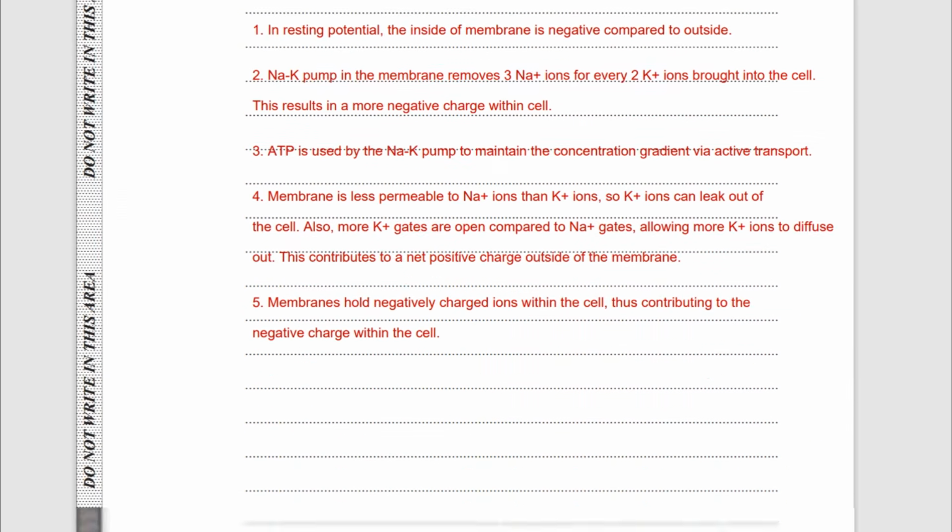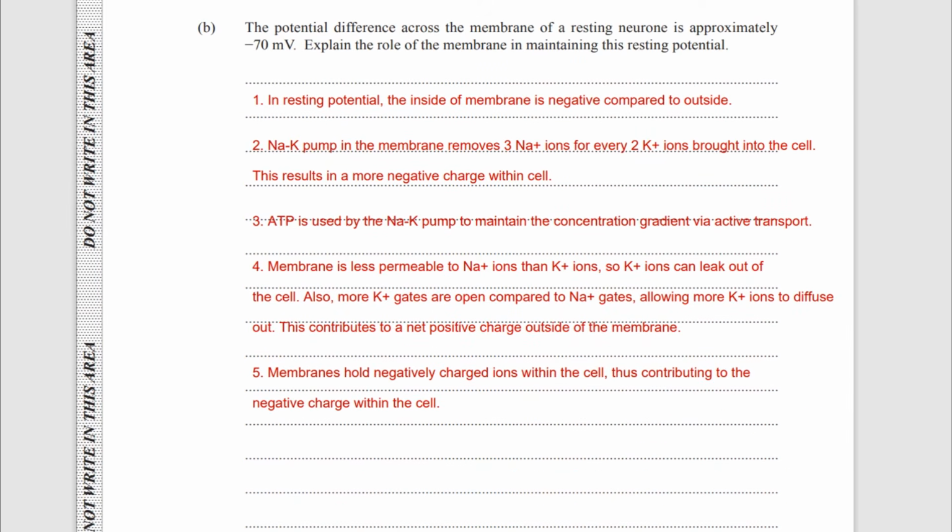Okay, so B, here we have everybody's least favorite topic, I think, in module 2, which is this action potential stuff, although this one is really just dealing with resting potential. So the question here is, the potential difference across the membrane of a resting neuron is approximately negative 70 millivolts. Explain the role of the membrane in maintaining this resting potential.